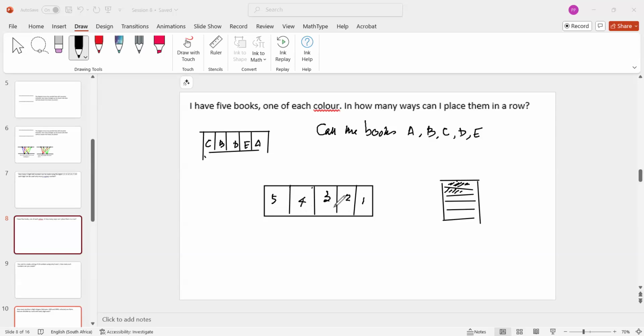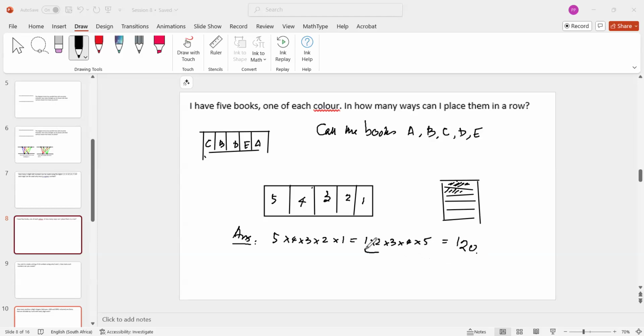Okay, these are the number of ways in which you can place those 5 different books. So the answer is 5 times 4 times 3 times 2 times 1, right? Normally, we write this thing as 1 times 2 times 3 times 4 times 5. That's 120. When you multiply all these numbers, you get 120. 4 times 5 is 20, 2 times 3 is 6, and 20 times 6 is 120.